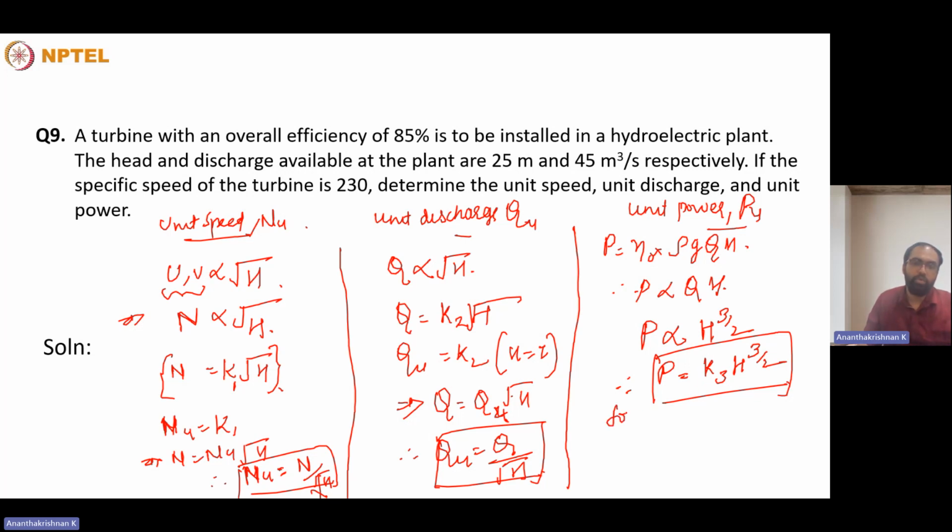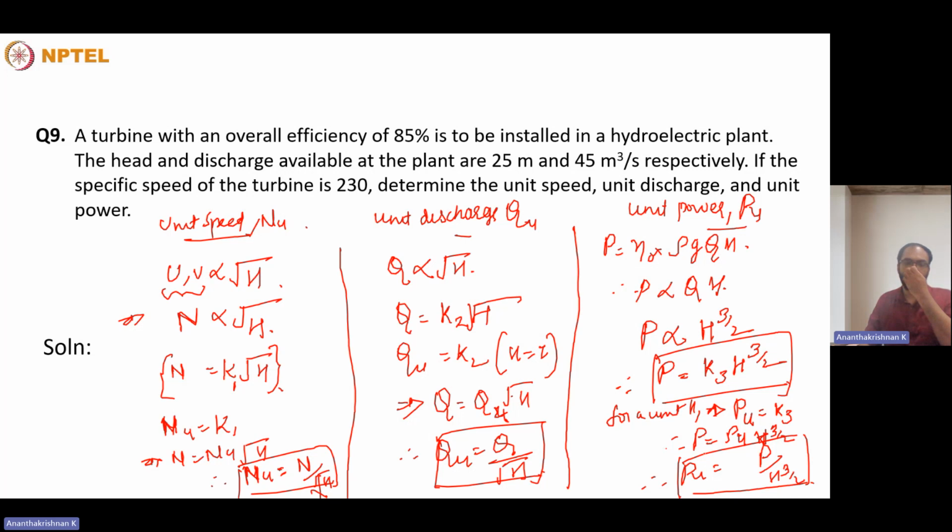For a unit head, the corresponding power is called the unit power. So Pu is equal to K3. Therefore, substituting it back, we get P is equal to Pu into H raised to 3 by 2. Therefore, Pu is equal to P divided by H raised to 3 by 2. The unit power formula is P divided by H raised to 3 by 2.